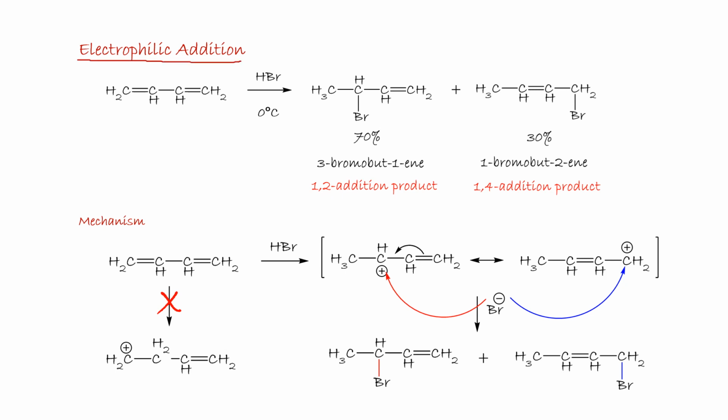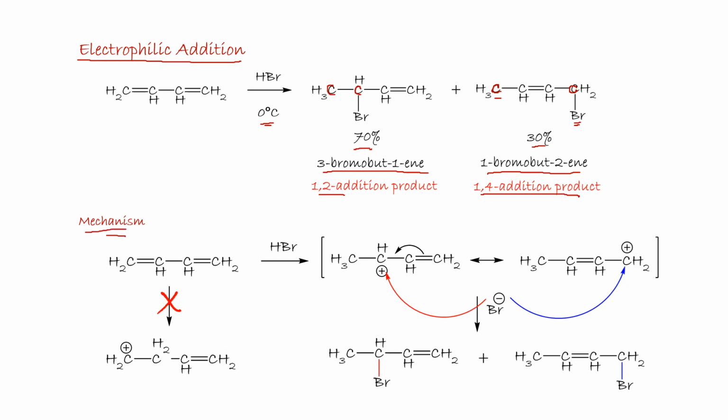Electrophilic addition of dienes. If you have 1,3-butadiene reacting with HBr at 0 degrees Celsius, we obtain a 70% yield of 3-bromobut-1-ene as the 1,2 addition product, and 30% of 1-bromobut-2-ene, that's the 1,4 addition product, where we add hydrogen here and Br here.